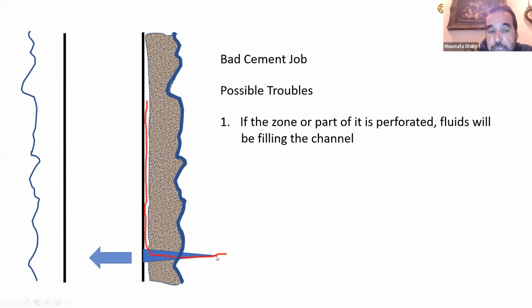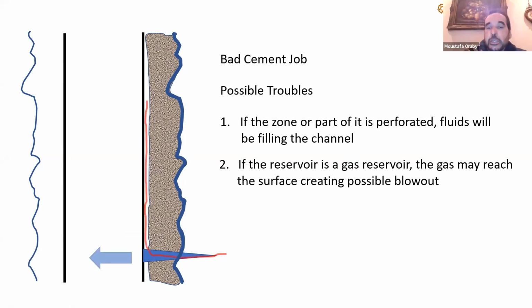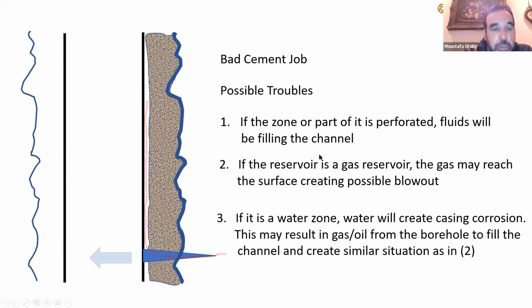So a leak from the reservoir into the space between the casing and the cement may result in a very, very bad health and safety issue and well integrity issue. If the zone or part of the zone is perforated, that would be creating a very bad issue. If the reservoir is gas, it will be a really big issue that we all like to avoid. Water corrosion may happen and the integrity of the wellbore will be in question. This is a really bad thing that we don't want to have.